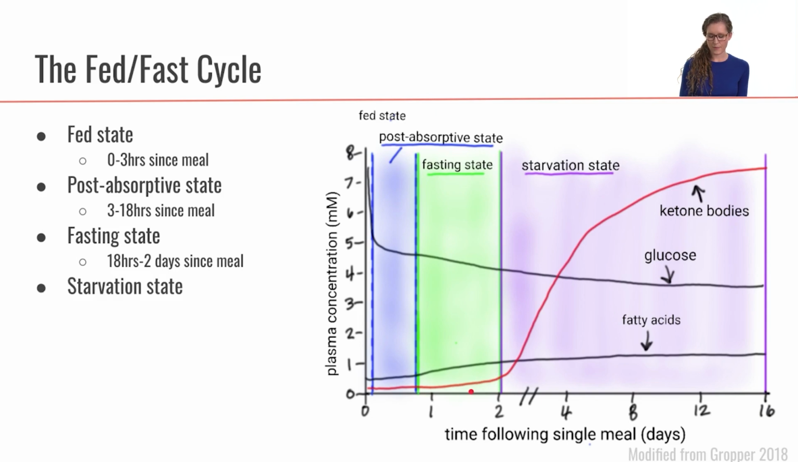And then from there, we move on to the starvation state. The starvation state is more than 2 days since your last meal. The big, huge change that we see here is a huge spike in ketone bodies. That's because we're now really relying on ketones as a source of fuel for the body, because we're not providing it with any other energy sources. And we can take acetyl-CoAs from fats that we have broken down and convert those into ketones.